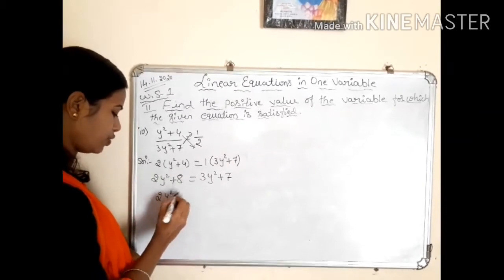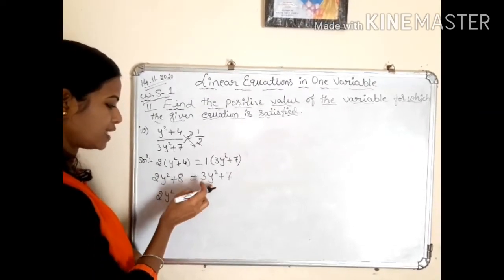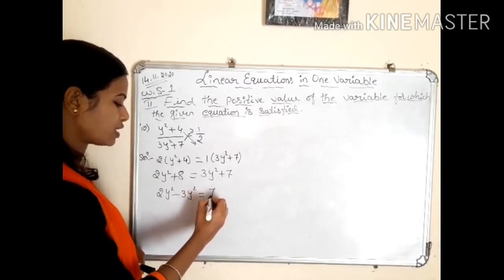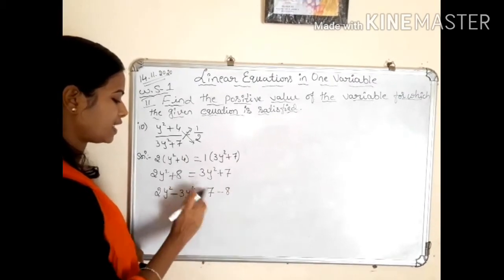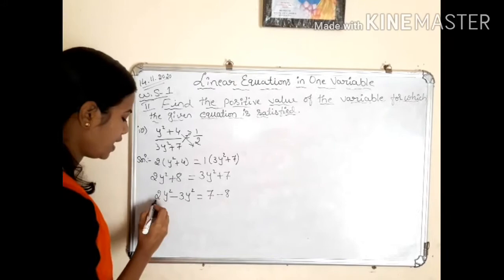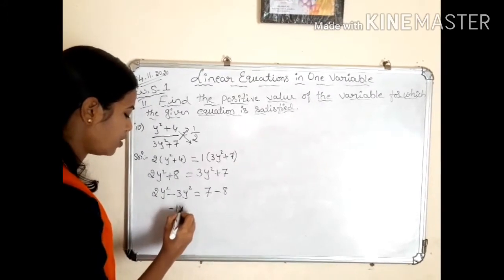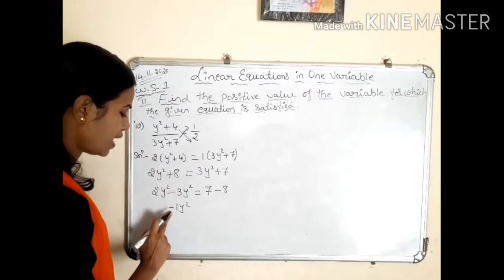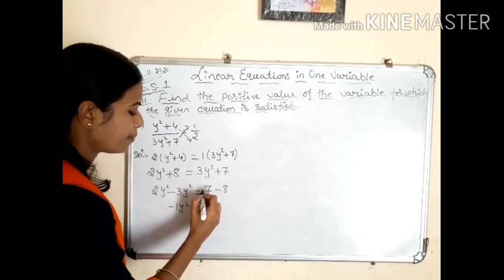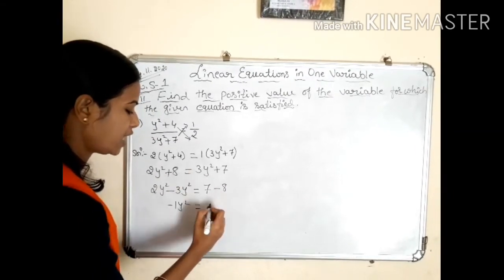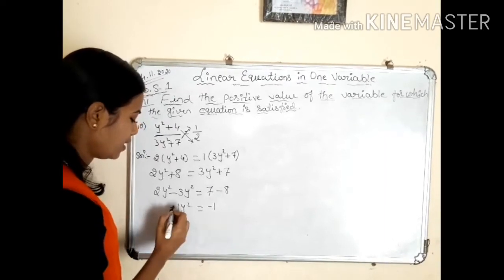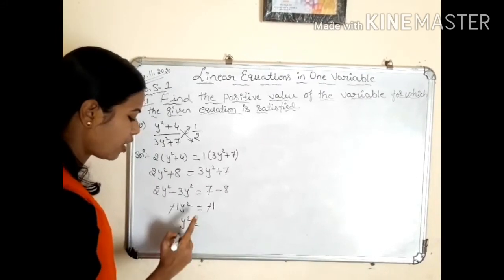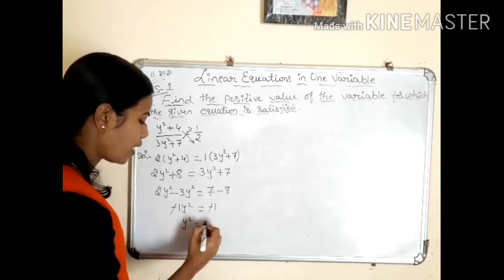Take all the y² to the LHS side. 2y² and 3y², when you take to the LHS side, it becomes minus 3y², equals 7 written as it is, plus 8 converts into minus 8. Here 2 minus 3 is minus 1, so minus 1y² equals minus 8 minus 7, you will get minus 1. Minus minus get cancelled, so y² equals 1.